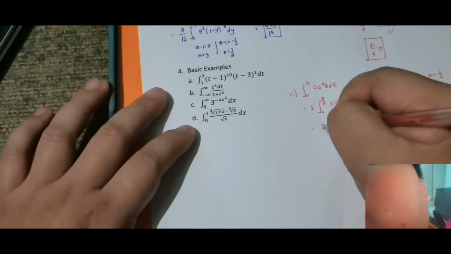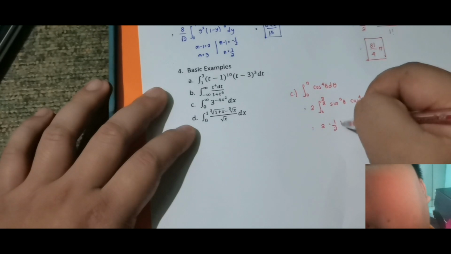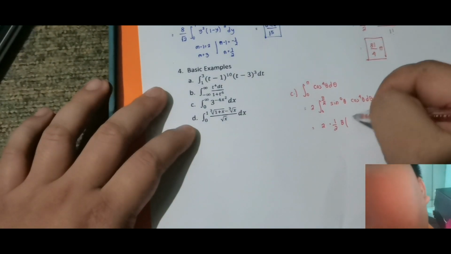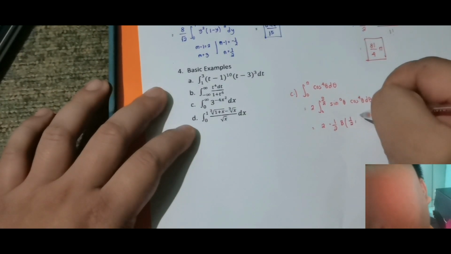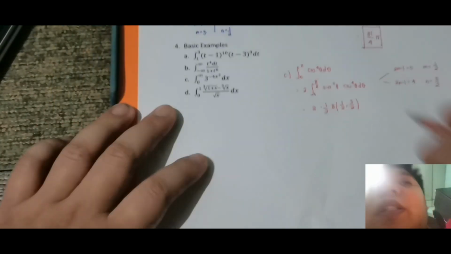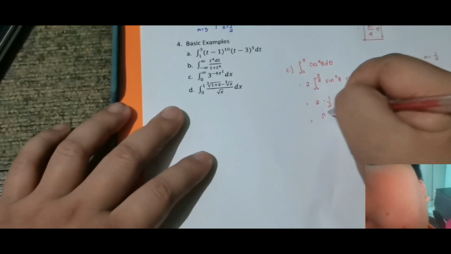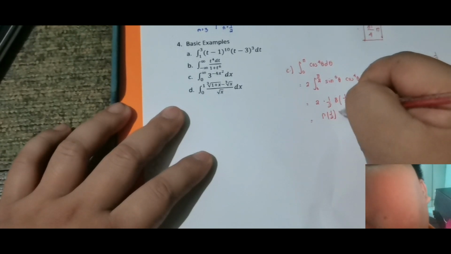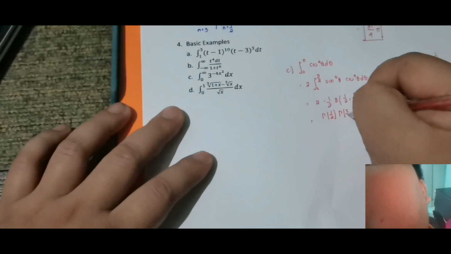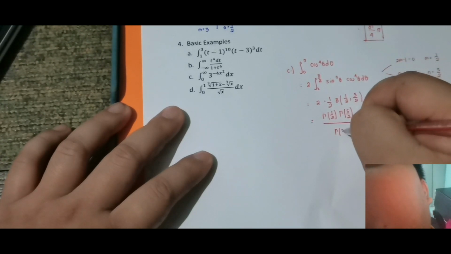So therefore, ano yung magiging result? This is just equal sa 2 times 1 half beta ng 1 half tapos 5 over 2. Okay, so this is just equivalent sa, so 1 na cancel na lang to. So this is just gamma of 1 half tapos gamma of 5 over 2 all over gamma of 3.